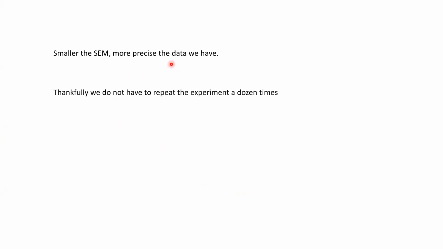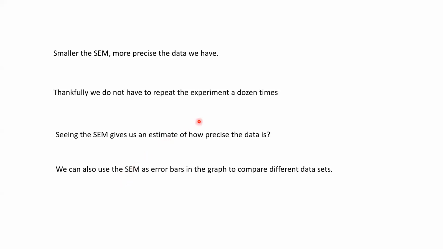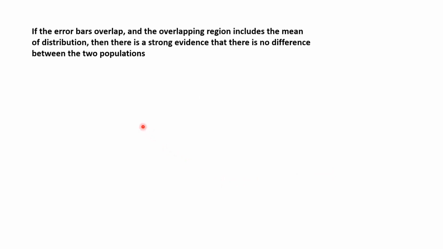Smaller the SEM, more precise the data we have. Thankfully, we do not have to repeat this experiment a dozen times because we know this formula: SEM is equal to standard deviation divided by square root of sample size. So seeing the SEM gives us an estimate of how precise the data is. We can also use this standard error of the mean as error bars in the graph to communicate, to compare different data sets. We will see here.